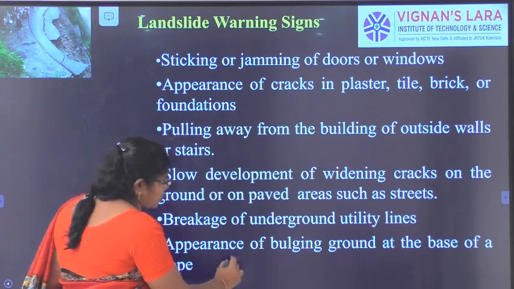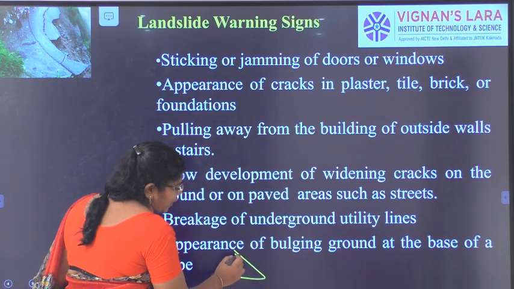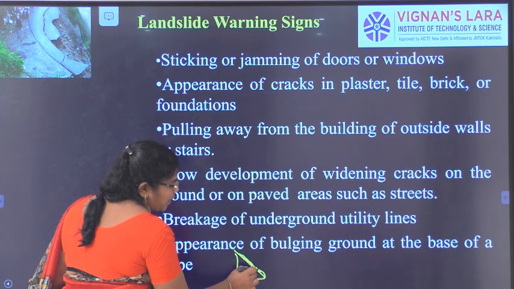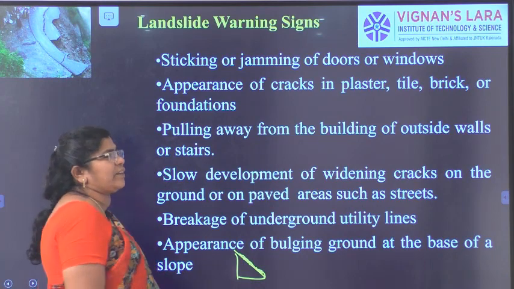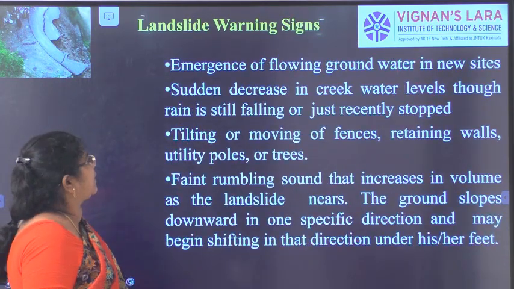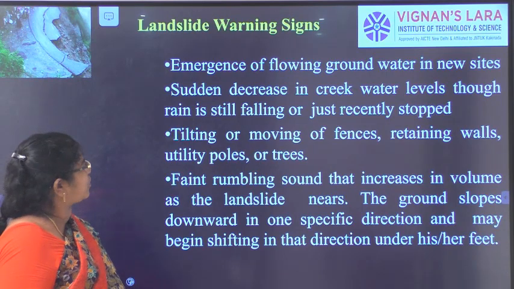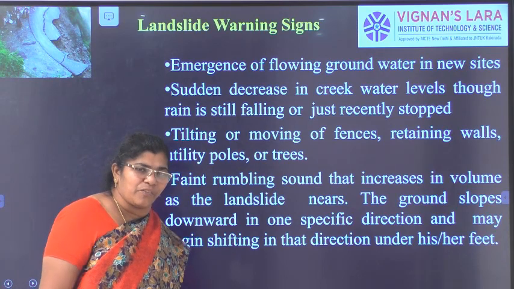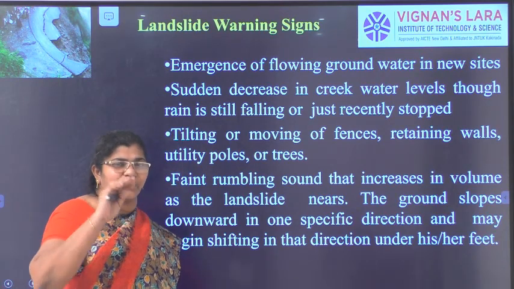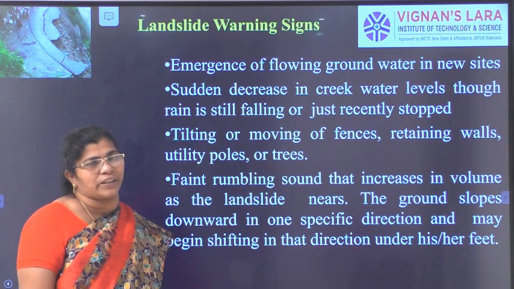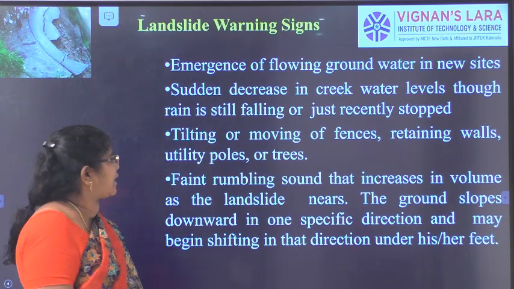Appearance of bulging ground at the base of the slope. Right? So if there is a slope like this, slowly there will be a landslide, which means before that, slowly this will happen, and there will be a small bulging here. Right? So at the bottom of the slope, we have to know there may be a landslide there. The emergence of flowing groundwater in new sites, right? So the sites which do not have water flow, if there is some water flowing in the sites, we have to take it that there is a diversion of water. So there is some disturbance that is taking place.